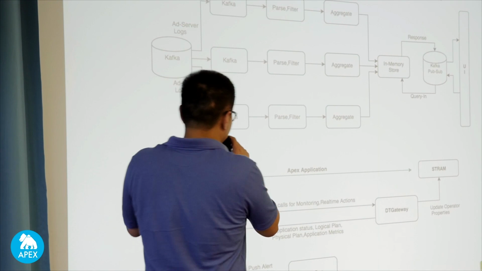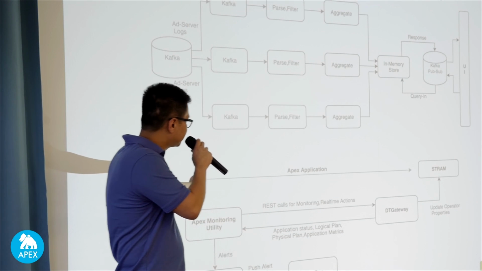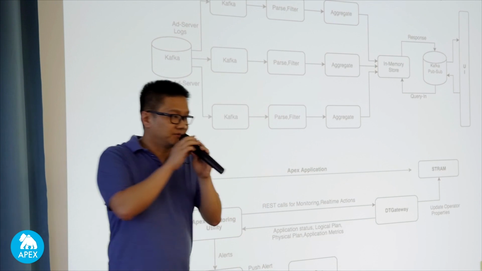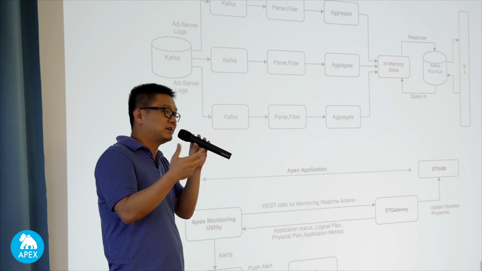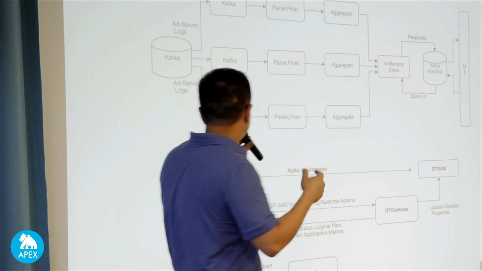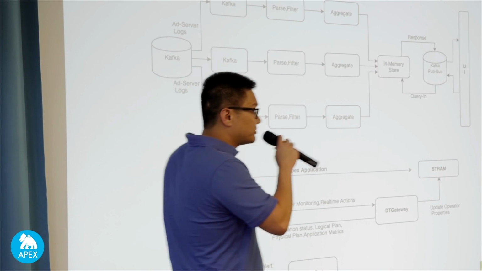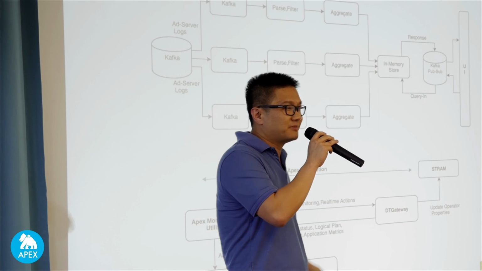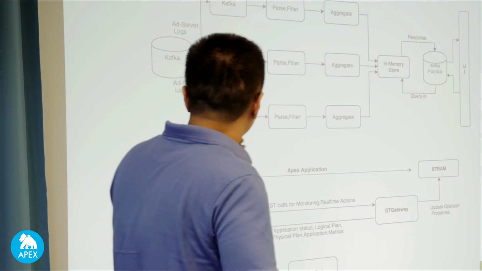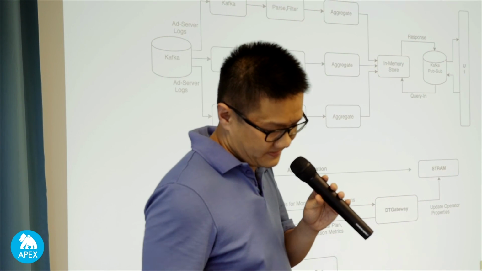So they actually built a monitoring utility that queries the dtGateway using REST API and collects all the metrics that they want. And if there's any anomaly, they send an alert to the AWS CloudWatch, which pages the ops guy on duty. So that's how they make use of dtGateway for monitoring.